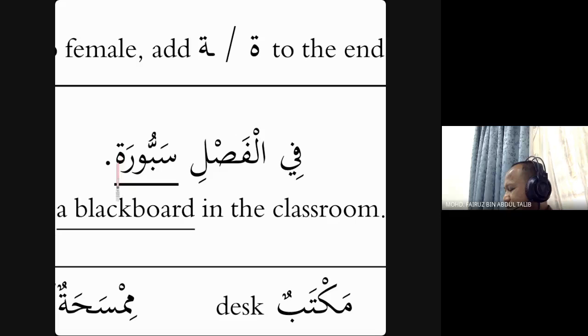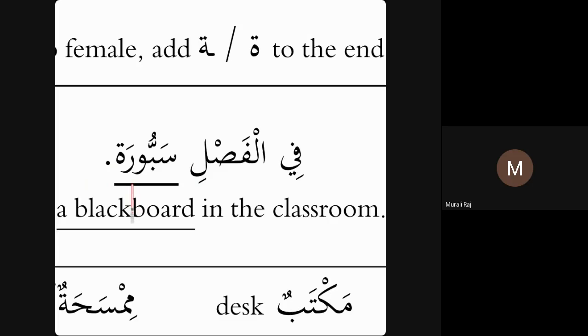So how do you say black? Of course, with sabura there is no word black here, because this is an old word. Sabura, they are all black, right? So that is why the translation is blackboard. But if you want to say whiteboard, you just add the word abyad or baida. My question, where do you put this word baida? Before sabura or after sabura?